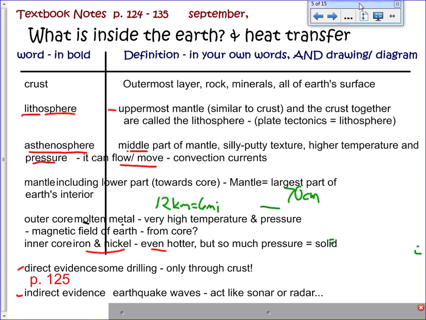Indirect evidence from earthquake waves. In a similar way to how ships can use sonar, they send down a signal, it pings back up, and it tells them something about what's below. In a somewhat similar way, waves from earthquakes travel differently through solids and liquids. So we know from the way they travel through the Earth that there is, in fact, a liquid and a solid core. We've got a little more detail on that ahead. Do you guys have that, or do you need a minute? Need a minute. Okay.